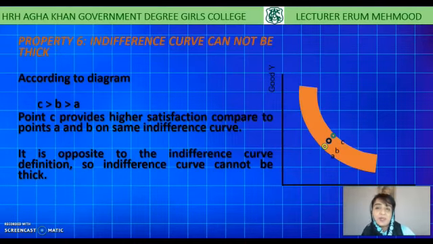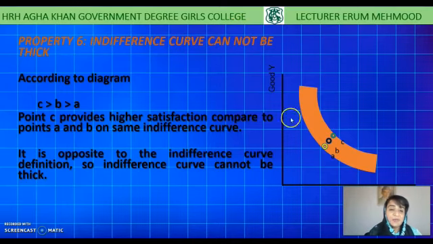The sixth and last property is that an indifference curve cannot be thick. In the diagram, we take a thick indifference curve, and these 3 points A, B, C are on the same indifference curve. We know that according to the definition of the indifference curve, each point provides the same level of satisfaction regardless of the different bundle of goods. But in this diagram, if the indifference curve is thick, point C represents more units of good Y and good X as compared to points B and A.